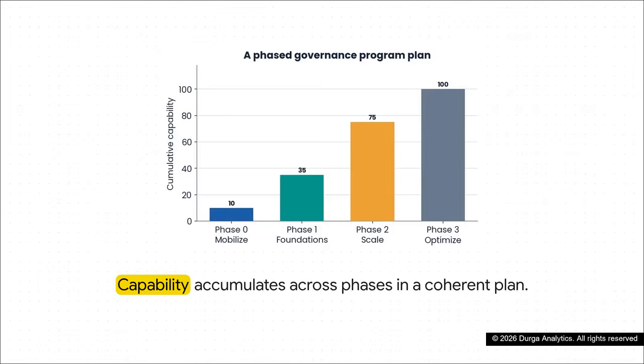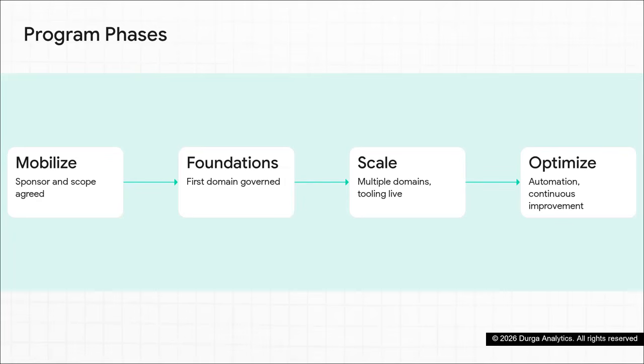This completely shifts the narrative, brilliantly illustrating how your capability accumulates across 4 distinct phases: mobilize, foundations, scale, and optimize. Each phase is a coherent deliverable, not just a thin slice of an all-at-once effort. Remember, that first profitable line earns the revenue and the trust that funds the rest of the build. Let's break those phases down into actionable steps.